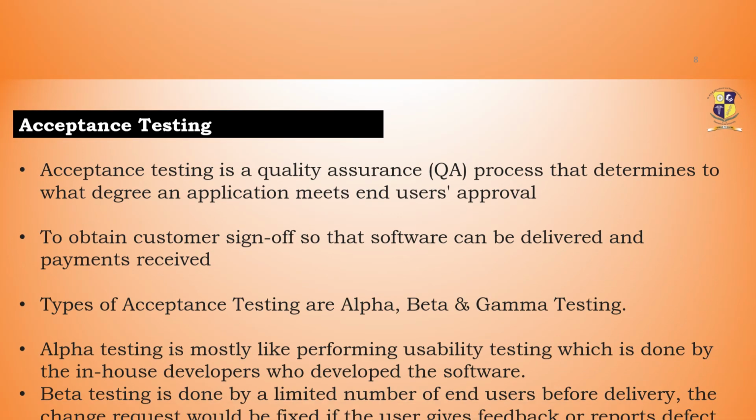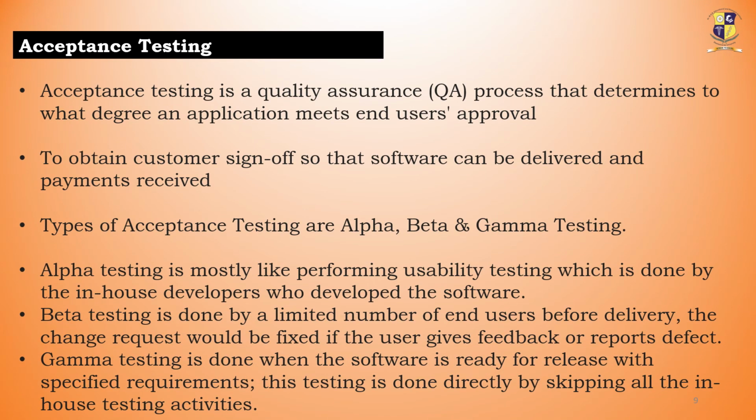And then we are going to talk about acceptance testing. Acceptance testing is a quality assurance process that determines to what degree an application meets end user approval. So this is especially done with regards to the end user, to obtain customer sign off so that the software can be delivered and payments may be received. Once the end user has tested the particular software, the software can be delivered to the people, and the payment can be received.